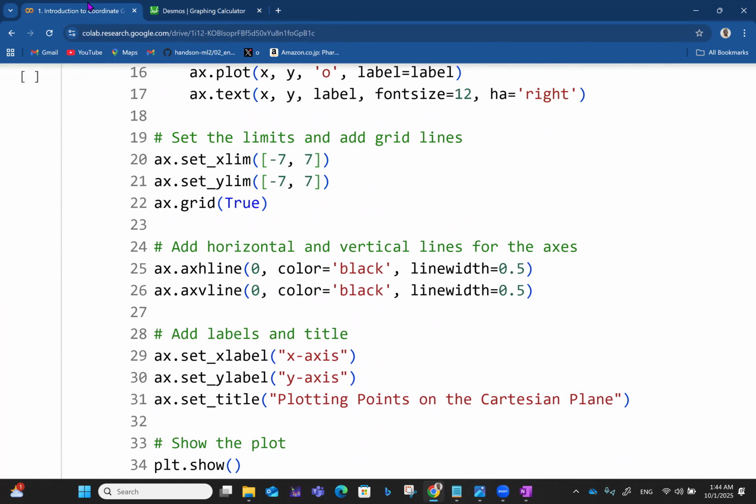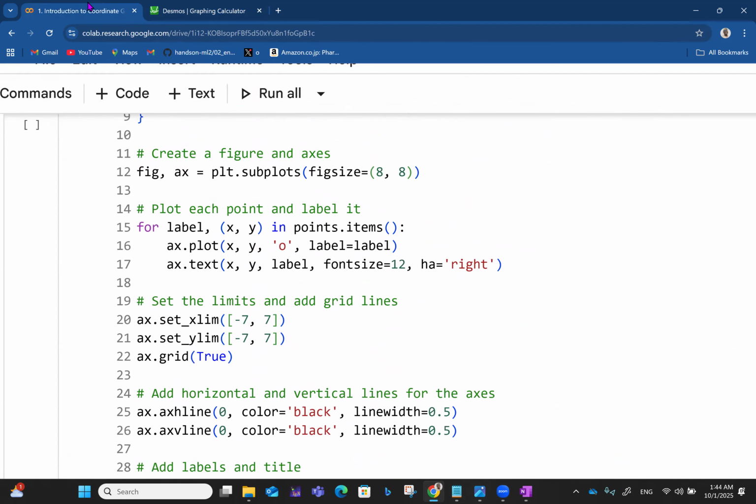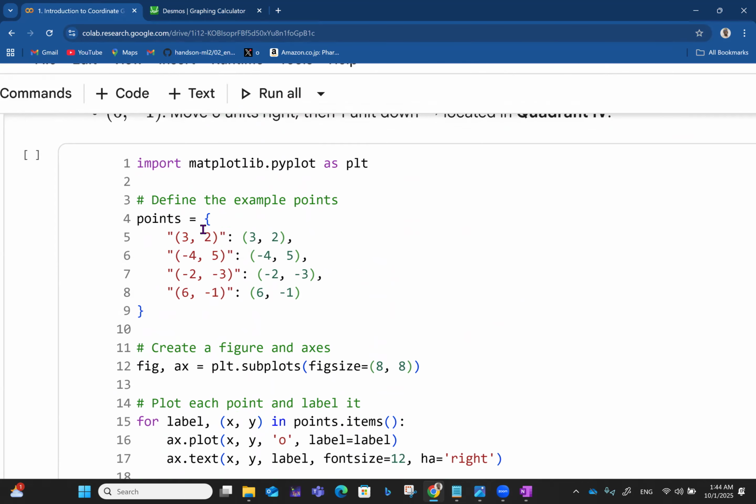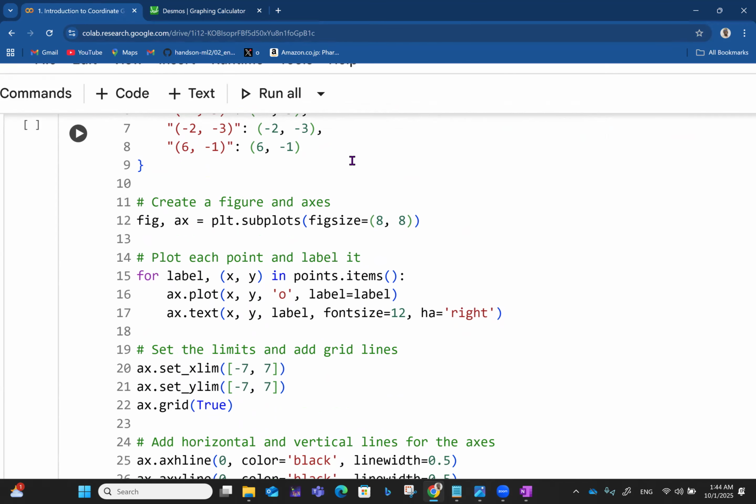So, I mean, you can do a rough plot, okay? So here now we define the example points, 3, comma 2 as 3, 2, minus 4, comma 5, minus 2, comma minus 3, 6, comma minus 1. Then you create a figure and axis. So you have figure, axis, plot, sub point. Then for label, so for each of the labels now, X, comma Y in point items.